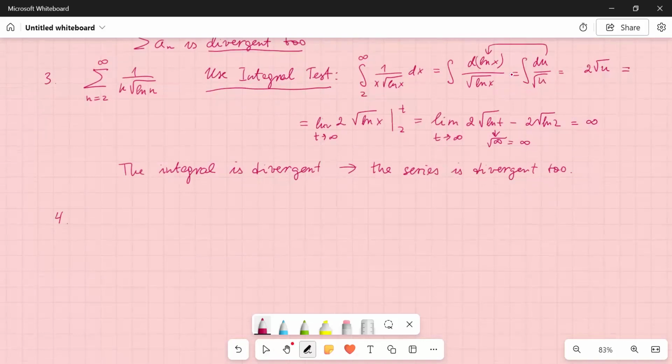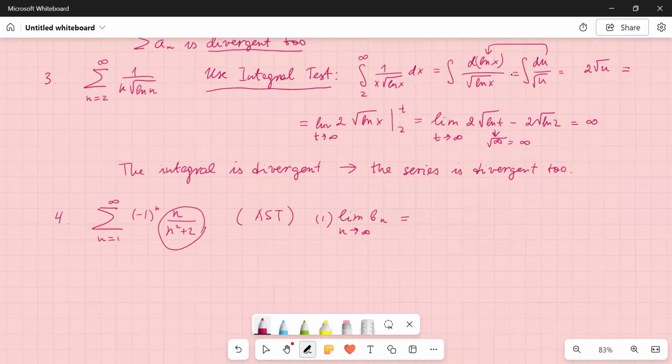And problem number 4, sigma of negative 1 to the power of n over n squared plus 2n, from 1 to infinity. I'm planning to use the alternating series test, right? For the alternating series test, I'll first need to find the limit of Bn as n approaches infinity, my condition number 1. You remember that Bn is everything besides the negative 1 to the n. This is my Bn. So I'm going to find the limit of 1 over n squared plus 2n as n goes to infinity. I think here we can divide both numerator and denominator by n, and we are going to have something like this.